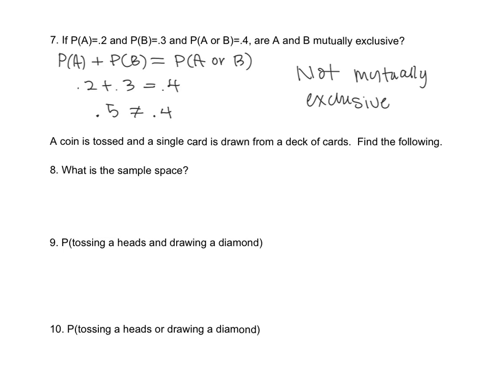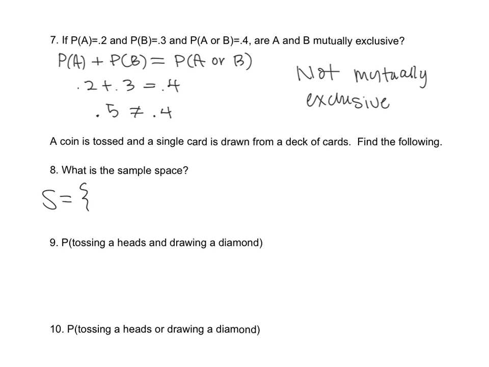So for 8 through 10, we're going to use: a coin is tossed and a single card is drawn from a deck of cards. Find the following. So 8 asks us for the sample space, and I'm actually not going to write out the entire sample space because it would take a very long time since there are 52 cards in a deck, and I'm not going to write all of the outcomes. So I'm just going to write some of the sample space.